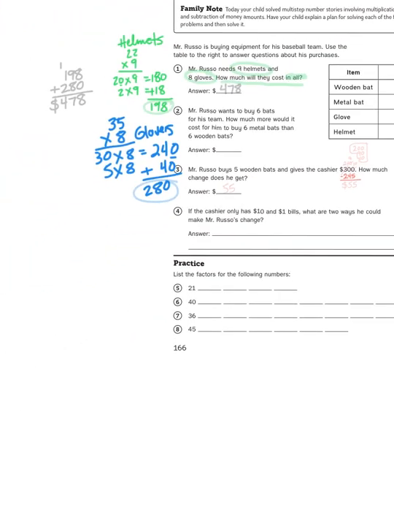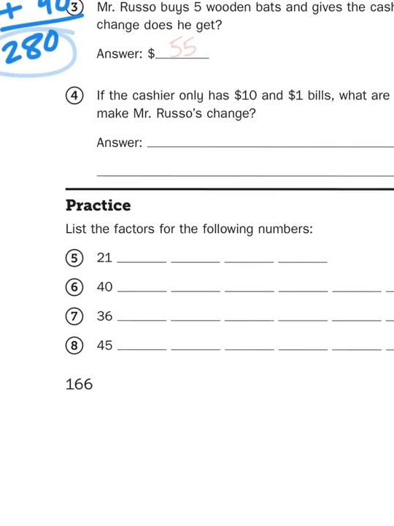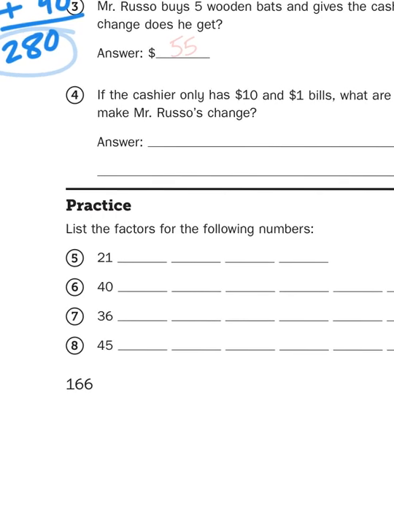All right. And finally, let's take a look at these practice problems down below. It says list the factors for the following numbers. Well, problem number 5 has the number 21. So what are all the different ways we could multiply two numbers together to get 21? Well, with any number, you always know that at least one pair of answers is that number times 1. So 1 times 21 would give me 21. And we also know that 3 times 7 would also give me 21.